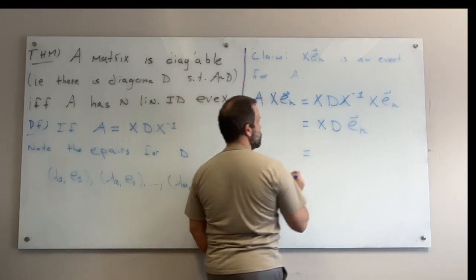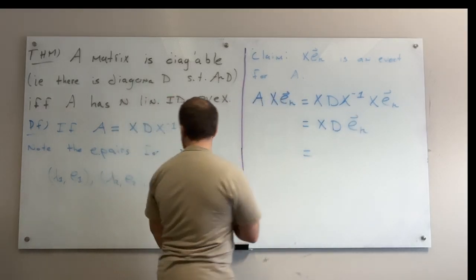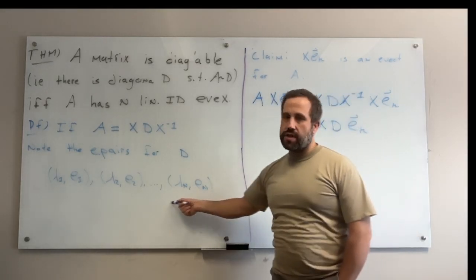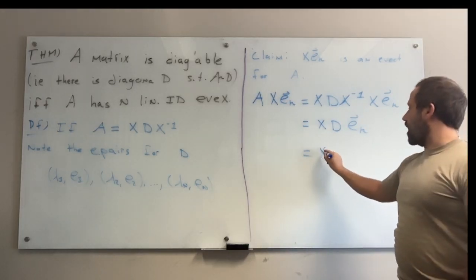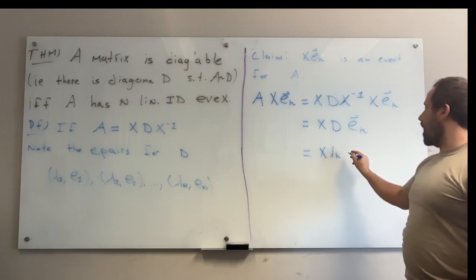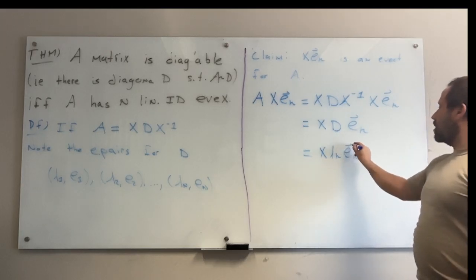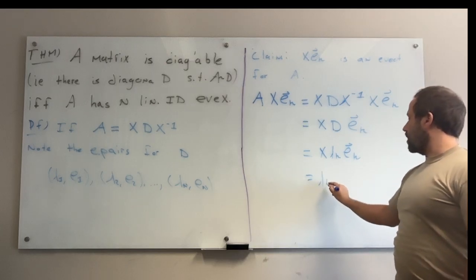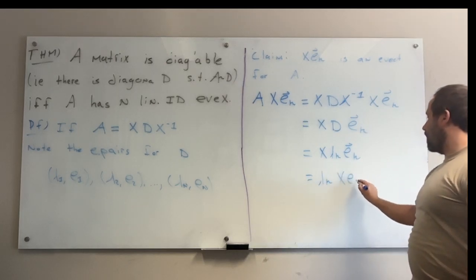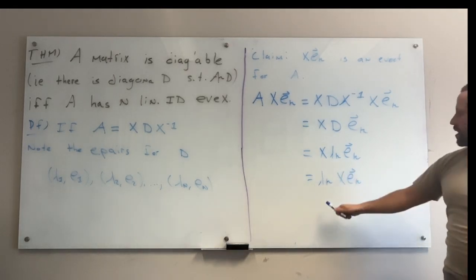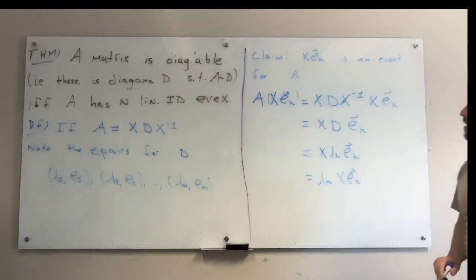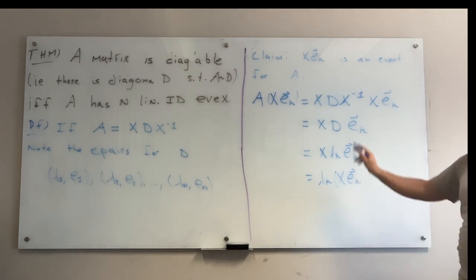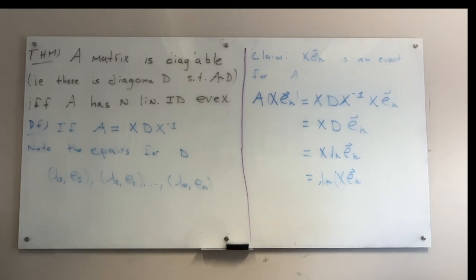Well, again, if you believe this over here, and you should verify this for yourself, that these are the eigenpairs, e_k is an eigenvector of D, so this is going to be x lambda_k e_k, which is equal to lambda_k times x e_k. In other words, A times x e_k is equal to lambda_k times x e_k. So it shows that x e_k is indeed an eigenvector for A.